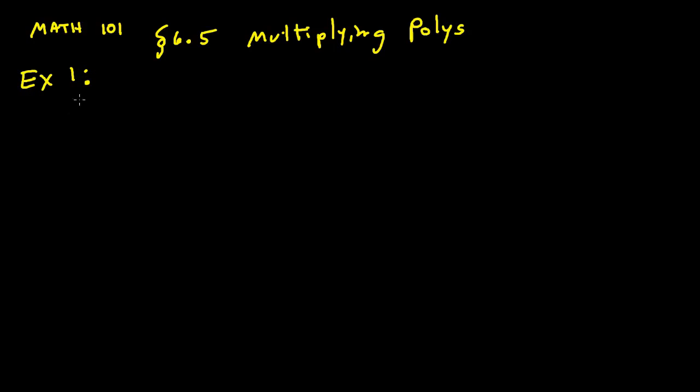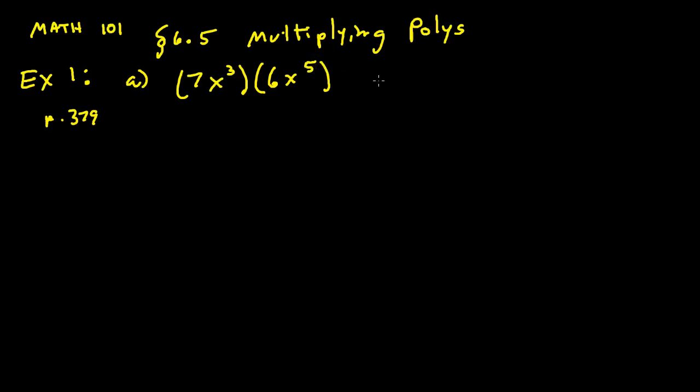Example 1A in our text is on page 379, and we are asked to multiply 7x cubed, a monomial, times 6x to the fifth. All right. Well, of course, that's a 5 there. Let me clean that up. 6x to the fifth.